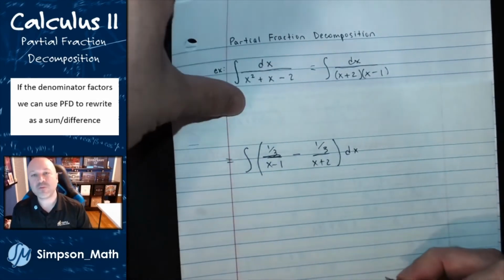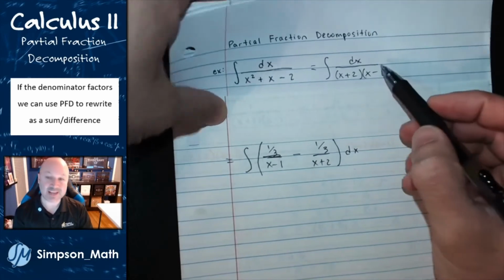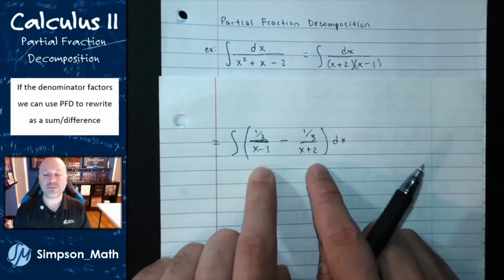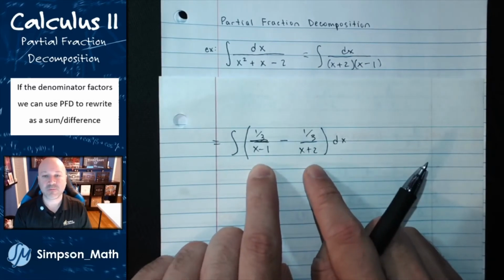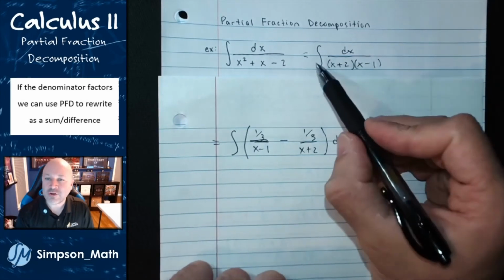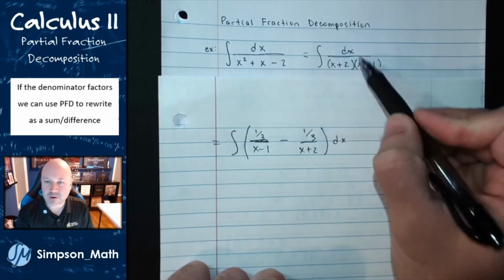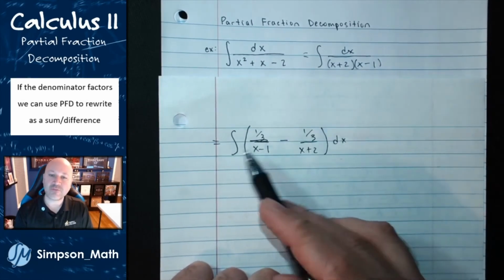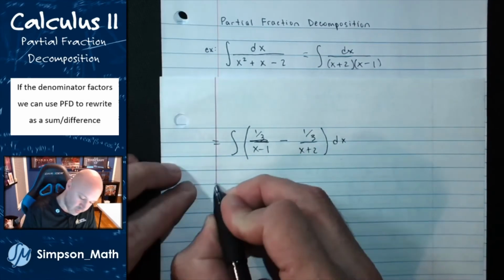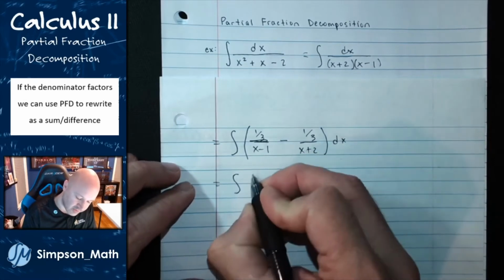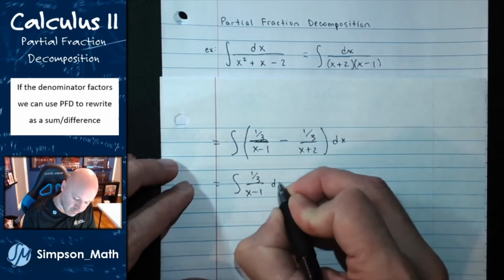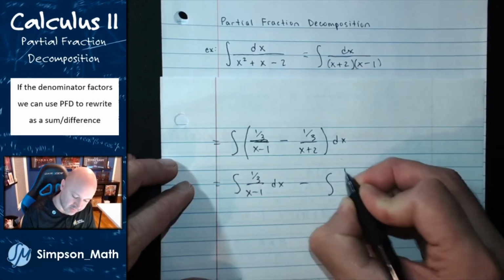So I used partial fraction decomposition to take that original integrand and separate it into the difference of these two fractions. And this is very convenient because though I couldn't integrate the integrand here, now I have the integral of two different things, the difference, and I can bust up that integration. So this is the integral of the first one minus the integral of the second one.